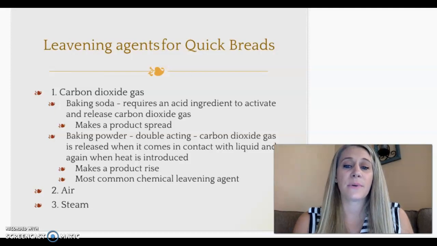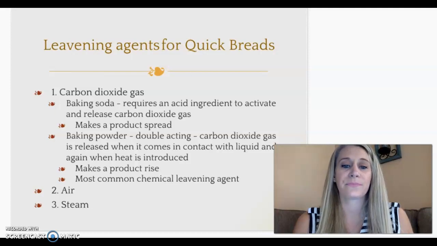Baking powder is double acting. So the carbon dioxide gas is released twice. The first time when it comes in contact with the liquid, and then again when heat is introduced, either in the oven, on the griddle, or in a waffle iron. This makes your product rise, and baking powder is also your most common chemical leavening agent for quick breads. Air and steam could also be used as leavening agents.